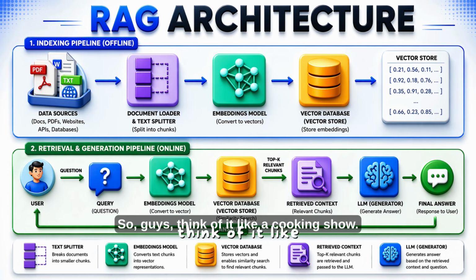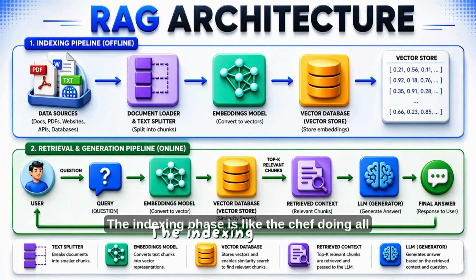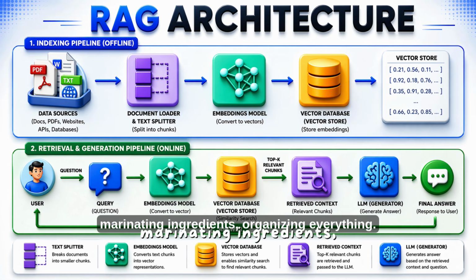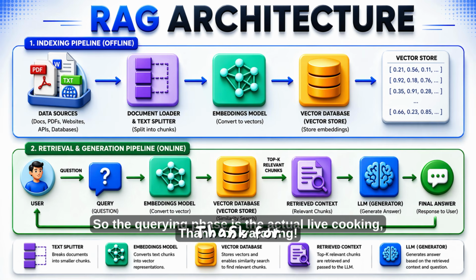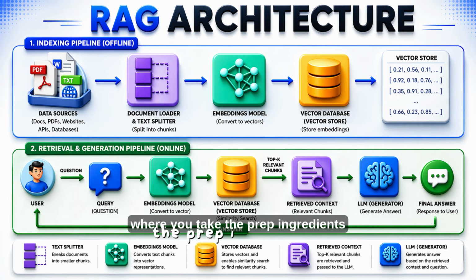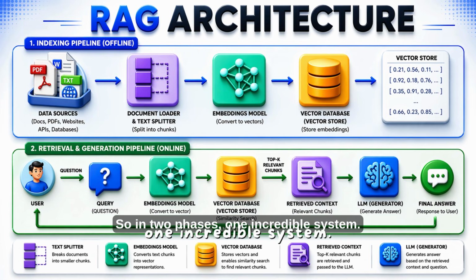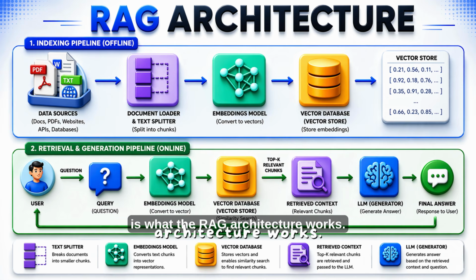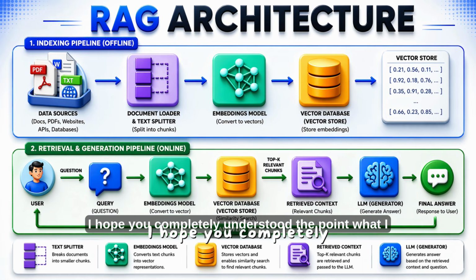So guys, think of it like a cooking show. The indexing phase is like the chef doing all the prep work before filming: chopping the vegetables, marinating ingredients, organizing everything. The querying phase is the actual live cooking, where you take the prepped ingredients and turn them into a meal in minutes. So, two phases, one incredible system. That is how the RAG architecture works. I hope you completely understood what I explained.